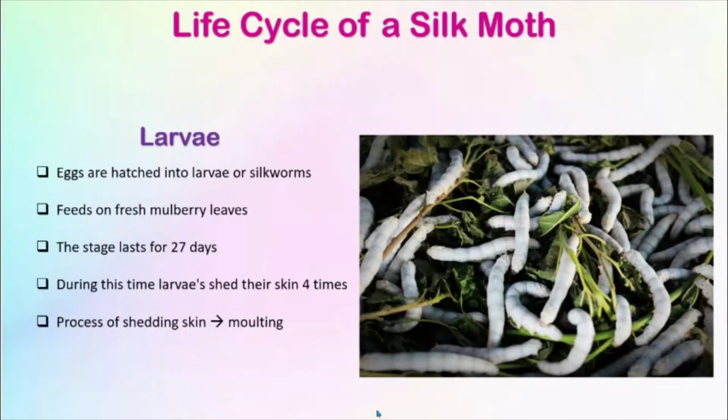Larvae. Larvae are the ones hatched from the eggs laid by the silk moths. They are worm-like structures. Their size increases as they feed on the mulberry leaves. The growth stages of the larvae are given a scientific name. The stages are called instars. In terms, instar means the phase between 2 molting processes of the insect larva. During this stage, the larvae shed their skin 4 times. The process of shedding their skin is known as molting.